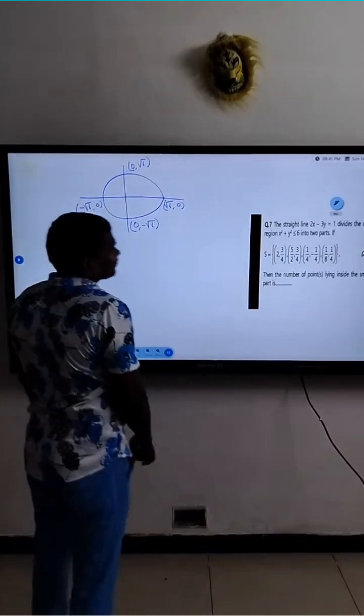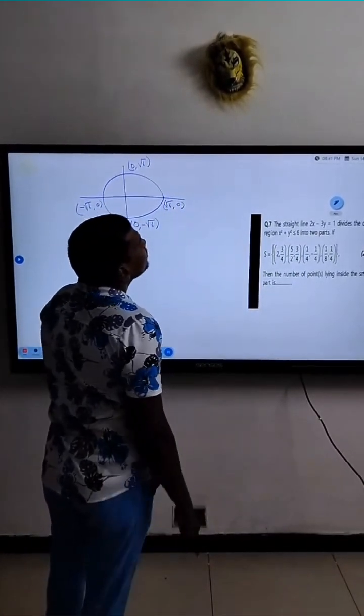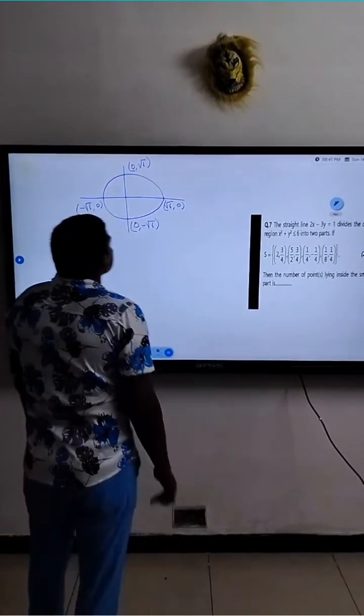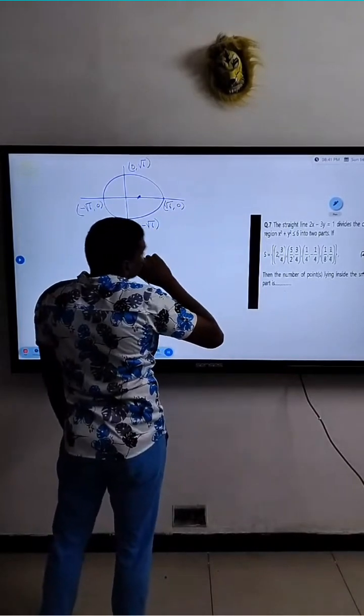All right. Straight line is this. So let us plot the straight line. Y equal to 0, X is 3. X equal to 0, y is minus 1.